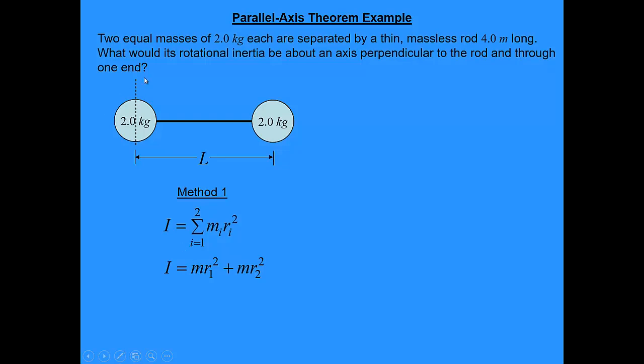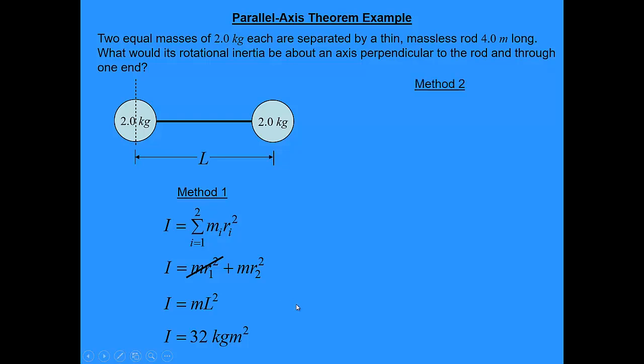Well, if this is our coordinate system, what is the distance from the axis of rotation to this first point mass? It is 0. So that drops away. And how far away is our second point mass from the axis of rotation? It is the full distance L away. So the rotational inertia ends up being mL squared. And if we plug numbers in, we get 2 kilograms times 4 squared, which is 32 kilogram meters squared. So there's the old way of doing the problem.